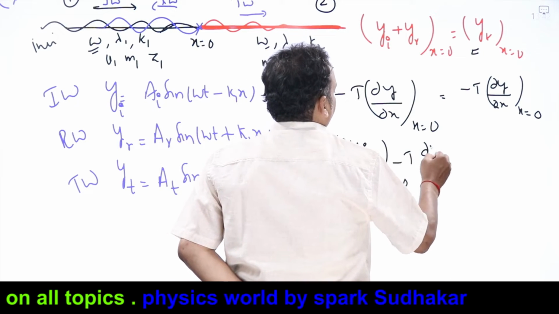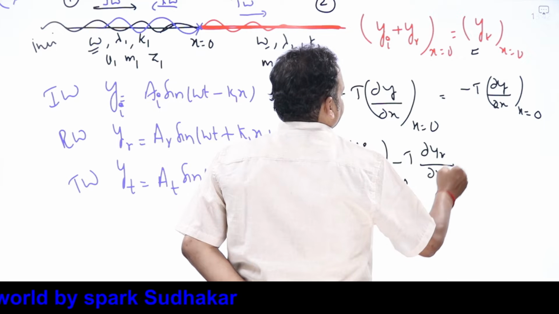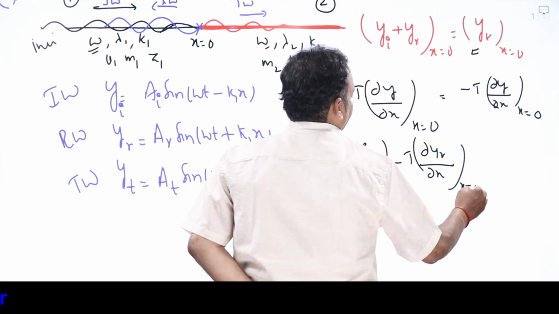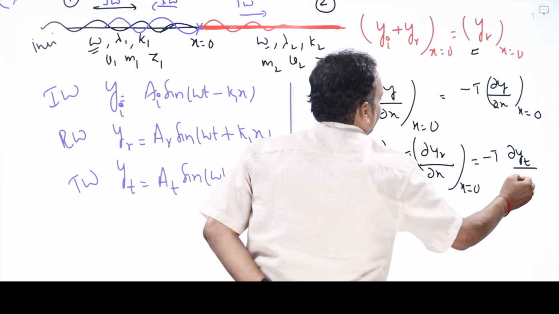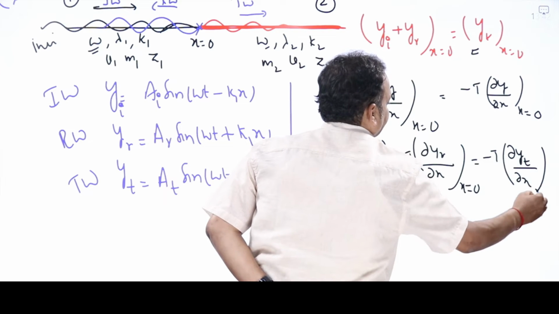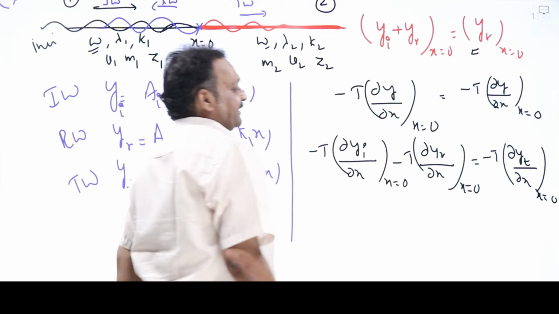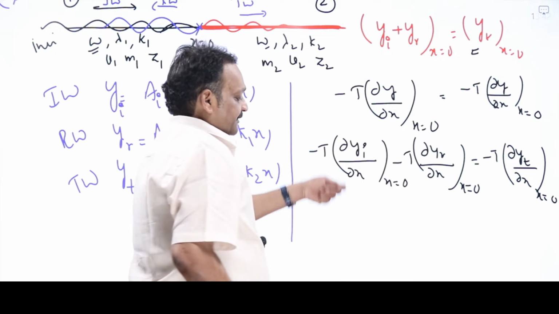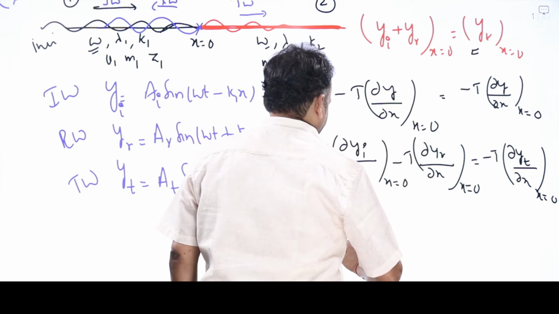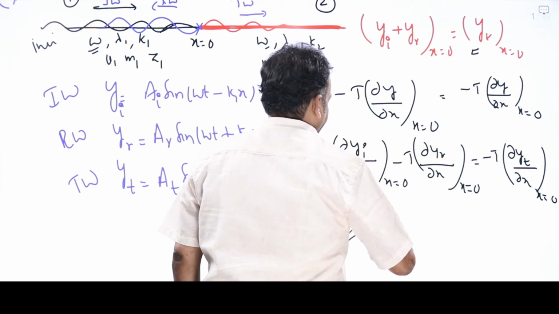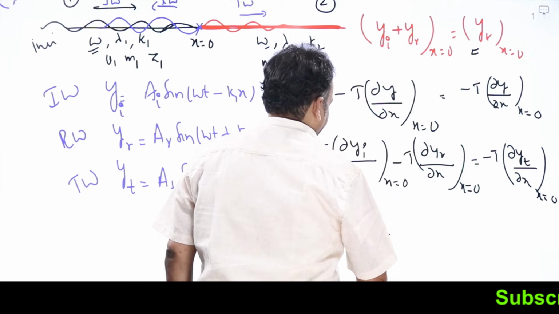Minus T ∂yr/∂x at x = 0 must be equal to minus T ∂yt/∂x at x = 0. This is the second boundary condition. Why? When I am sending a transverse wave, suppose the instantaneous displaced string is like this. So tension is here, and this is angle theta, say.